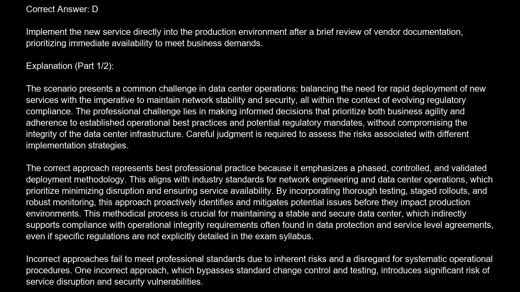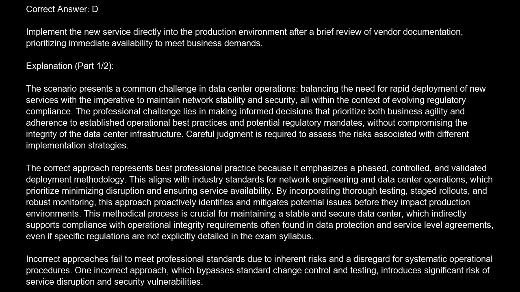The correct approach represents best professional practice because it emphasizes a phased, controlled, and validated deployment methodology. This aligns with industry standards for network engineering and data center operations, which prioritize minimizing disruption and ensuring service availability. By incorporating thorough testing, staged rollouts, and robust monitoring, this approach proactively identifies and mitigates potential issues before they impact production environments. This methodical process is crucial for maintaining a stable and secure data center, which indirectly supports compliance with operational integrity requirements often found in data protection and service level agreements, even if specific regulations are not explicitly detailed in the exam syllabus.